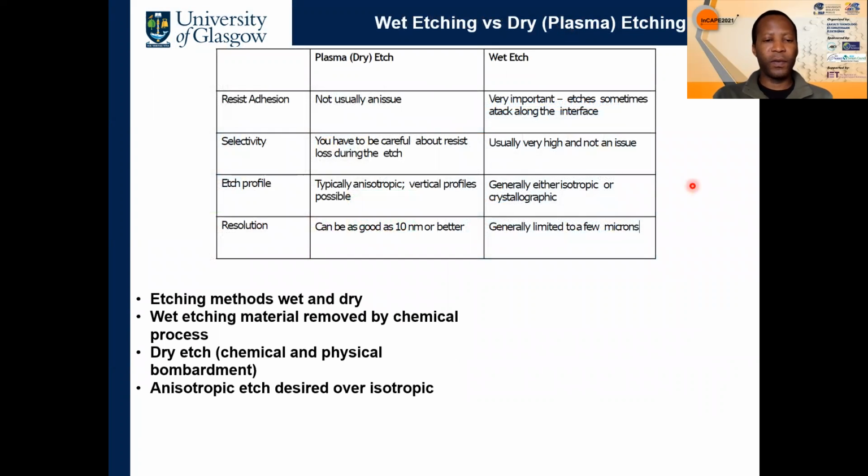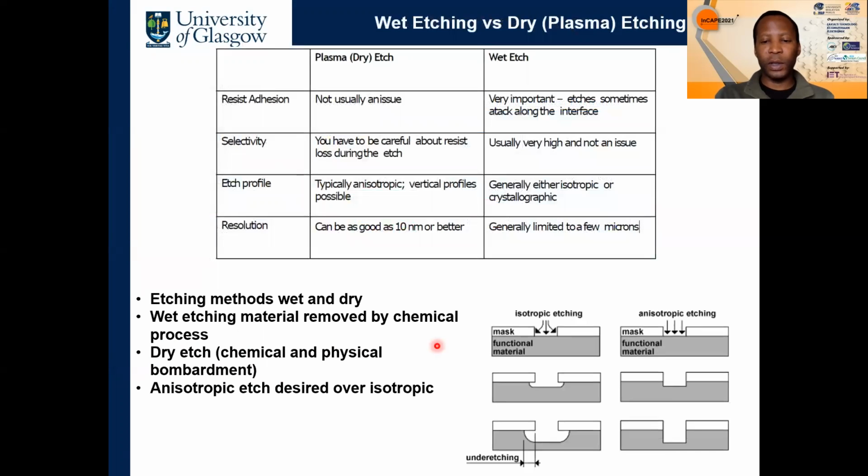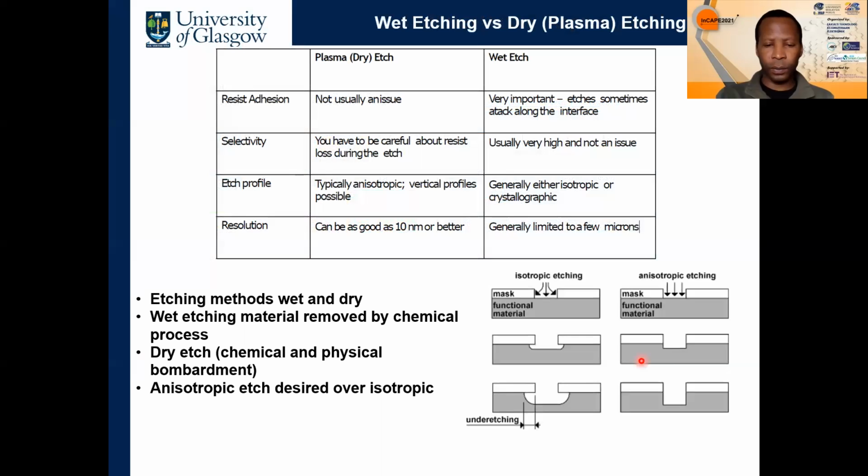There are two main methods of etching. One is wet etching and the other is dry etching. For wet etching, which is usually done in a beaker in a solution, the material is removed by a chemical process. And for dry etching, this is done using plasma and gases, where the material is removed by a mixture of chemical and physical bombardment. An anisotropic etch is usually desired over an isotropic etch, where the etching is done in one direction compared to isotropic etch, where the etching is done in all directions, as shown in the image here.